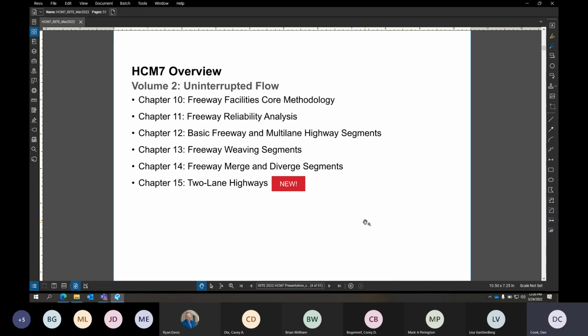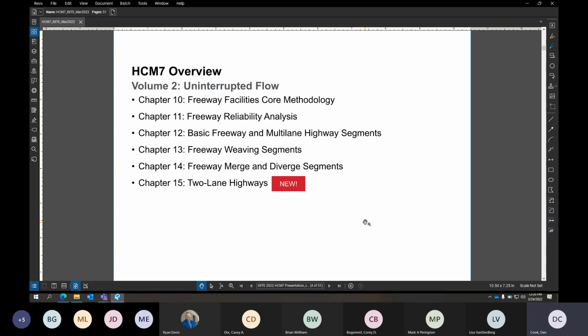Volume 2 is all about uninterrupted flow. So that's your freeways, your 2-lane highways, multi-lane highways. I always like to point out the reliability analysis because I think that's something that a lot of people don't know about, and it's a very useful thing for modeling reliability, both on, in this case, freeways, but also on urban streets in Volume 3.